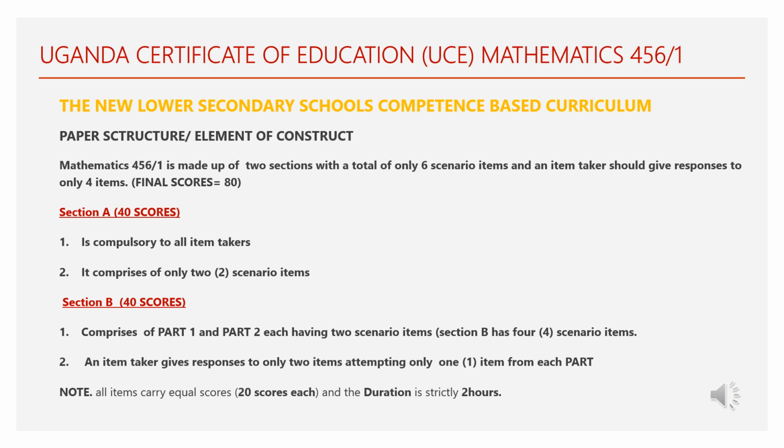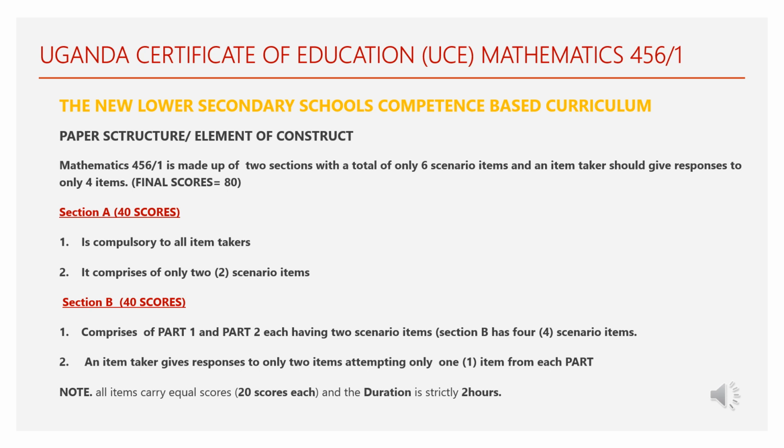Now, the new lower secondary school competency-based curriculum, as per the Uganda National Curriculum Development Center, the experts sat down and came up with a structure. And this structure, also called the element of construct, gives the following guideline. Mathematics paper 4561 is actually made up of two sections, that's section A and B. And the total number of items is 6, and these items are scenario based in the entire paper. So the item taker should actually give responses to only 4 items.